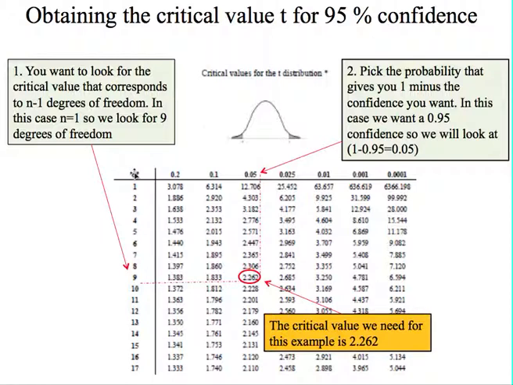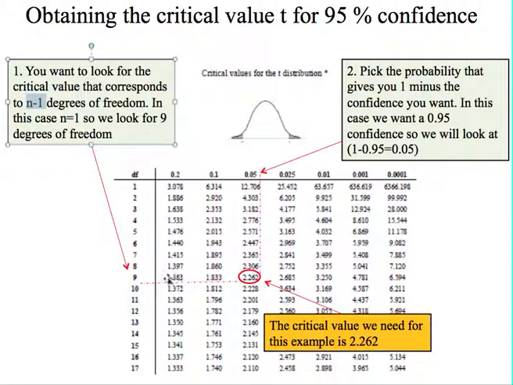and you would look for the degrees of freedom that you need. The degrees of freedom are given by n minus 1. That's the number of observations minus 1. In this case, we had 10 observations, so the degrees of freedom, n minus 1, equals 9, right? So 9 degrees of freedom. This is the row that we would be looking at.